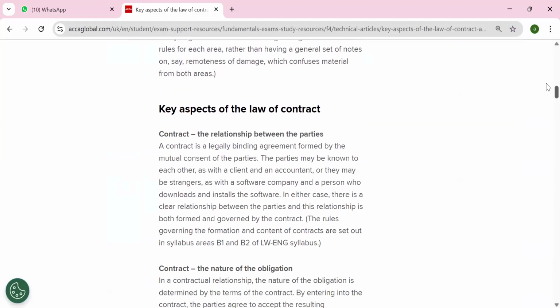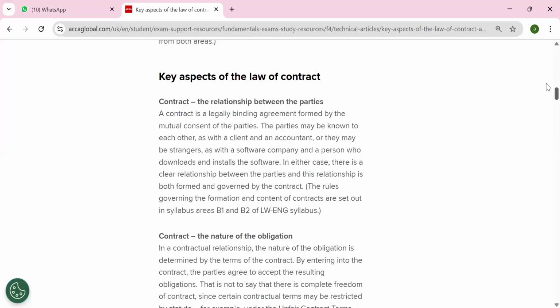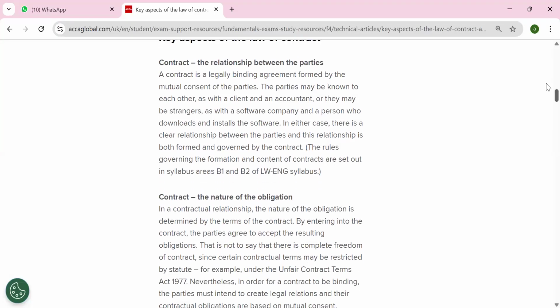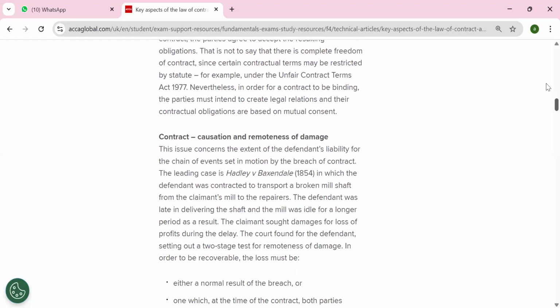So we had that: what is the contract relation between parties. A contract is a legally binding agreement formed by mutual consent. We discussed the elements of the contract, the nature and the obligations of the contract.